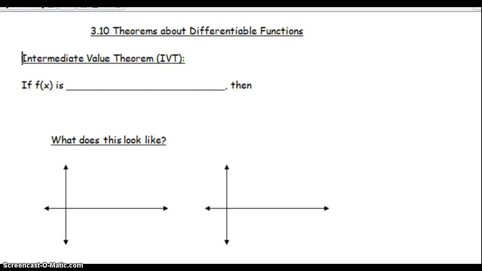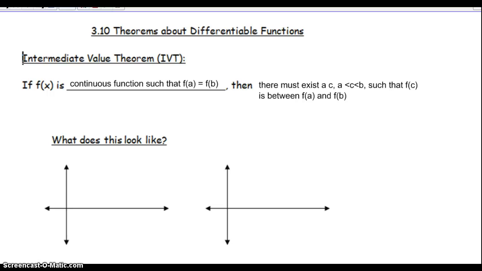So if f of x is a continuous function such that f of a is not equal to f of b, then there must exist a c with that c in between a and b, such that f of c is then in between f of a and f of b. So what does that look like? Here's a, here's b, and c is somewhere in between. It could be like this. There is f of a, here is f of b, and f of c is somewhere in between.